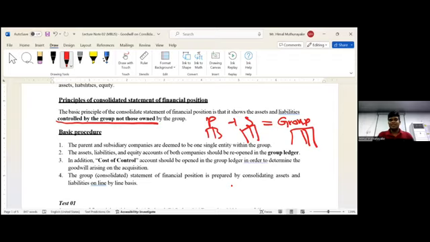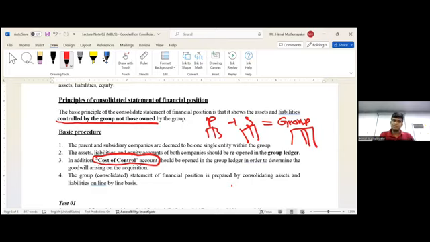The assets, liabilities and equity accounts of both companies should be reopened in the group ledger. So these things you need to reopen. I will explain when we do the calculations. In addition to this, you need to prepare one account, which some of you are not aware of, or some of you already know.